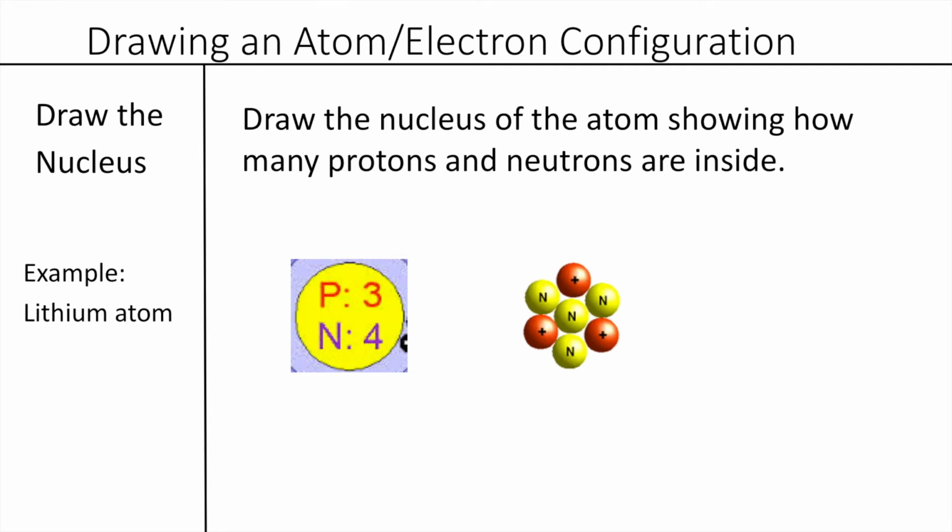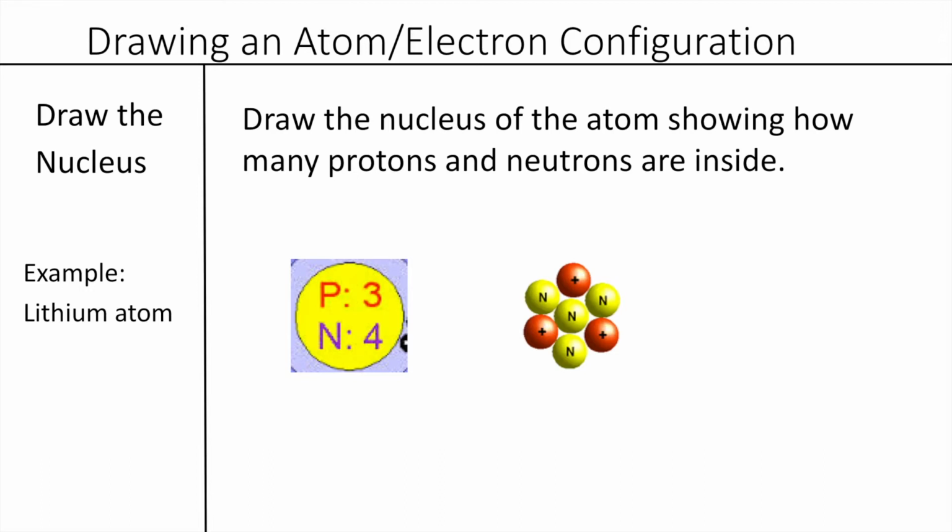Okay, today in class we will be learning how to draw an atom, which is also called the electron configuration of an atom. We will be able to draw as well as write what that electron configuration is. Now when we are drawing the nucleus, all you have to do is draw the nucleus of the atom showing how many protons and neutrons are inside.